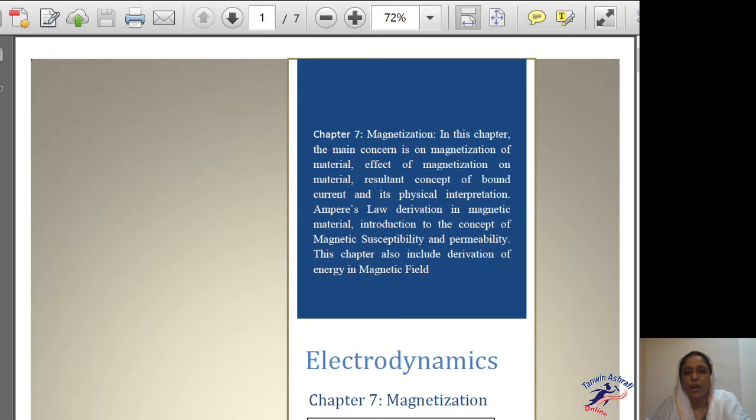Magnetization. Chapter number 7. Magnetization. In this chapter, the main concern is the magnetization of the material, the effect of magnetization on the material, the resultant concept of bound currents, and its physical interpretation. We will derive Ampere's Law in magnetized material and introduce the concept of magnetic susceptibility and permeability. The chapter also includes the derivation of energy in a magnetic field.